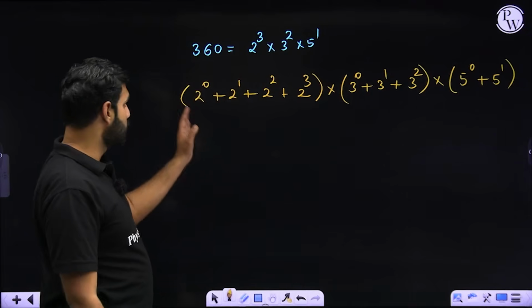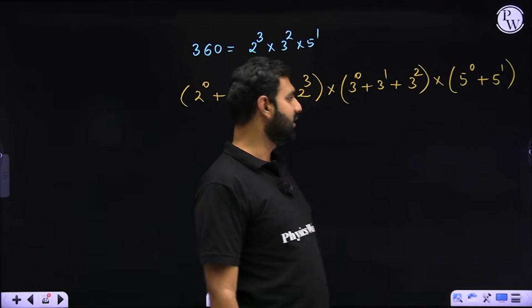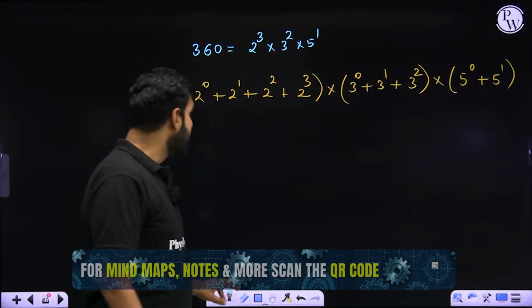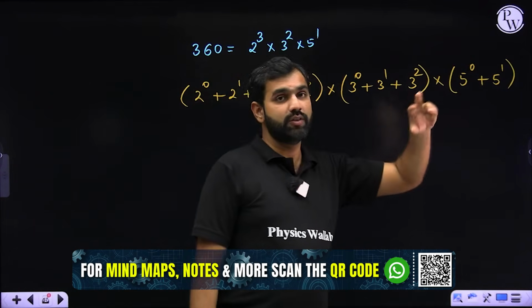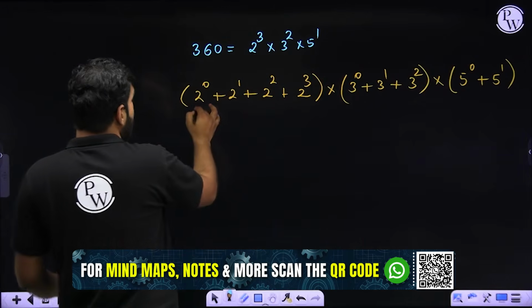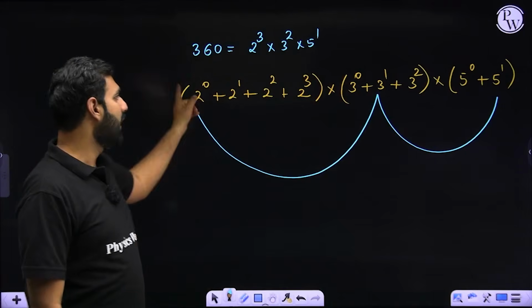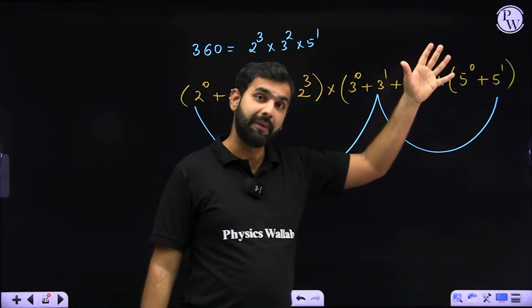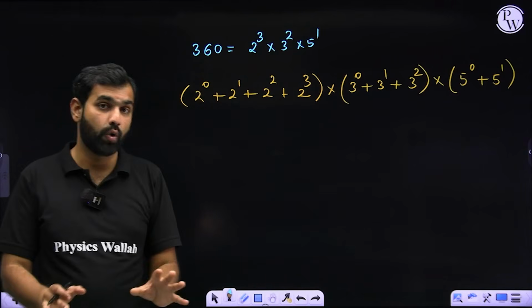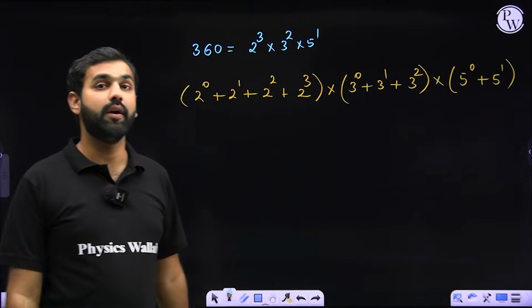I repeat, with 2 we have these 4 choices, with 3 we have these 3 choices, and with 5 we have these 2 choices. Now, I hope you are realizing these 4 into 3 into 2, 24 choices I'll be getting. How? Let's say one of the cases could be 2 to the power 0, 3 to the power 1, and 5 to the power 1. It will give you 1 into 3 into 5, which is 15, and 15 can divide 360. So this is how I'll have those 24 numbers, which will be the divisors of 360. And I want the sum of those numbers.